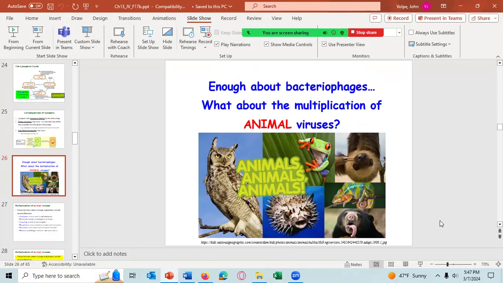Okay, enough of talking about bacteriophages, viruses that infect bacteria cells. Let's talk about viruses infecting animal cells. And these are called animal viruses. Remember, each kingdom has different viruses that infect it. And we do classify viruses by the kingdom they infect.